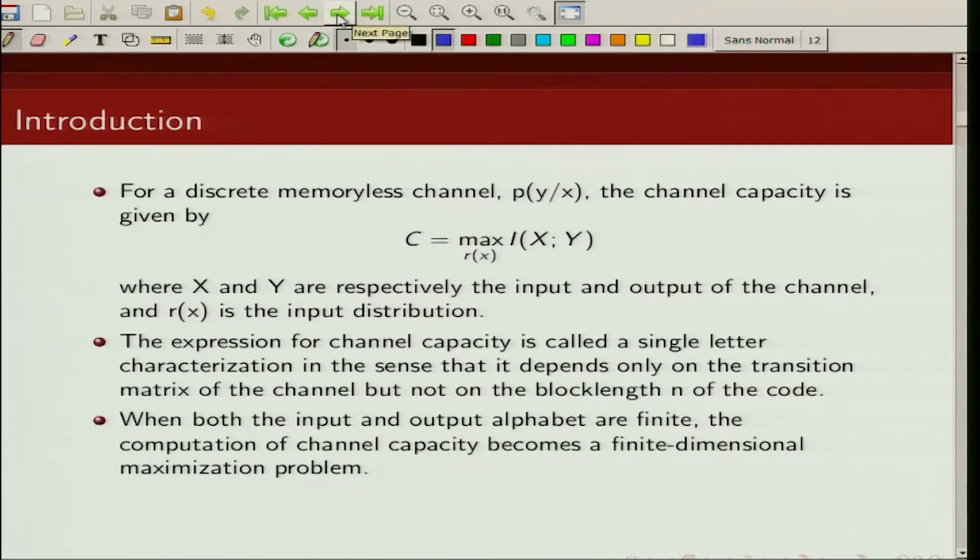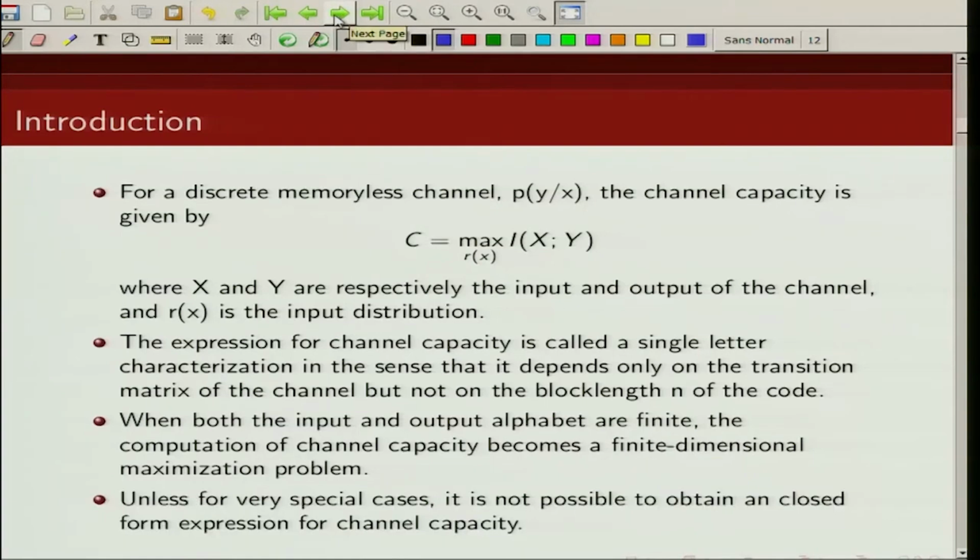When the input alphabet size and the output alphabet size are finite, the computation of channel capacity is nothing but a finite dimensional maximization problem. Except for some simple specific cases, we do not have a closed form expression for channel capacity. So to compute channel capacity in general, we will have to resort to a numerical computation or something like that. The Blahut-Arimoto algorithm is an algorithm to iteratively compute the channel capacity and rate distortion function.